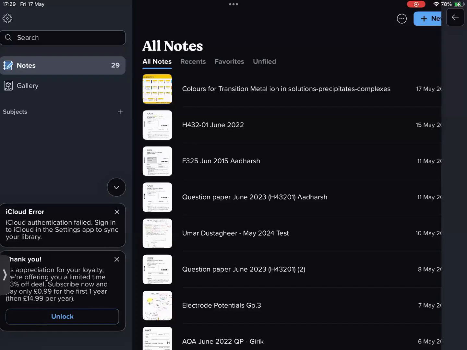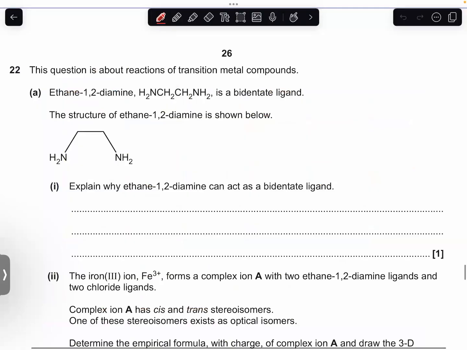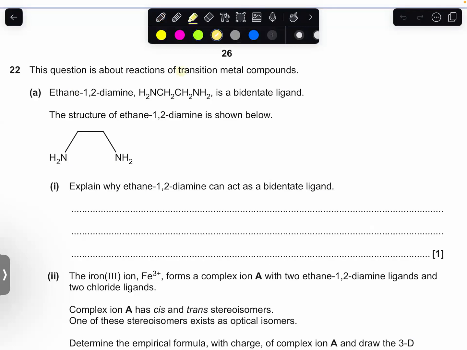Moving on to the question. This is question 22 from the June 2022 paper, and it's on transition elements and complexes and ions. The first question is asking about reactions of transition metal compounds, and it's talking about this compound here, ethane-1,2-diamine. It's saying it's a bidentate ligand. The structure is given to you.